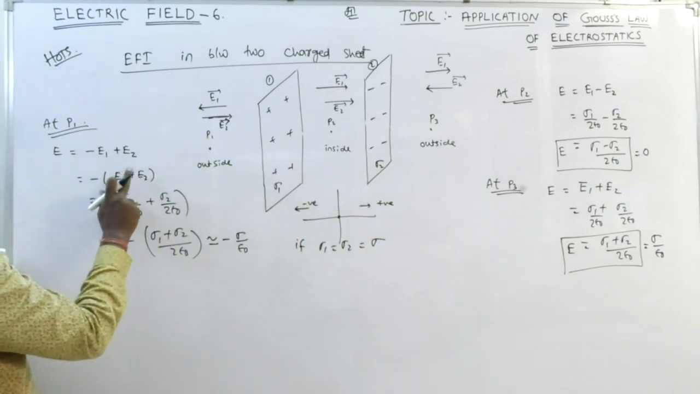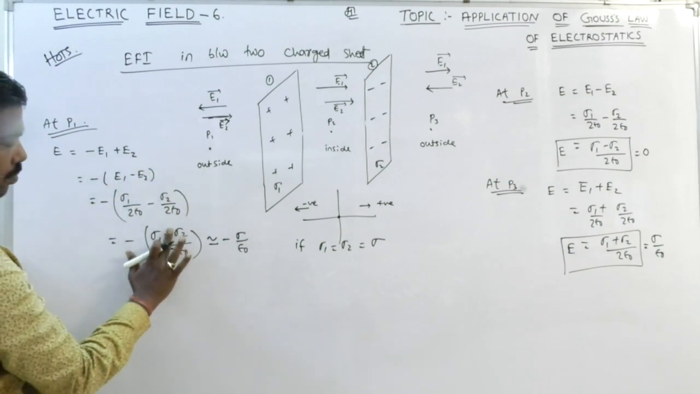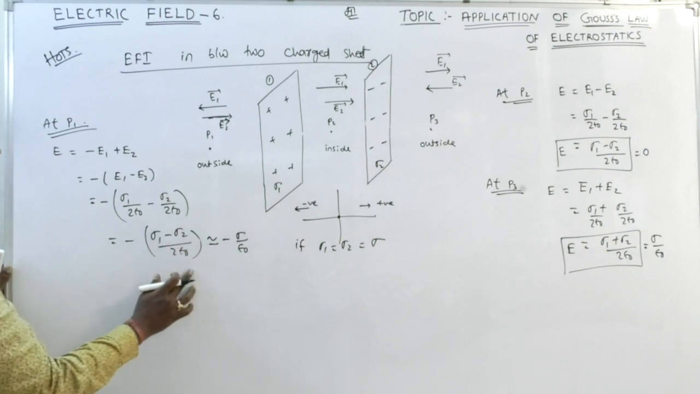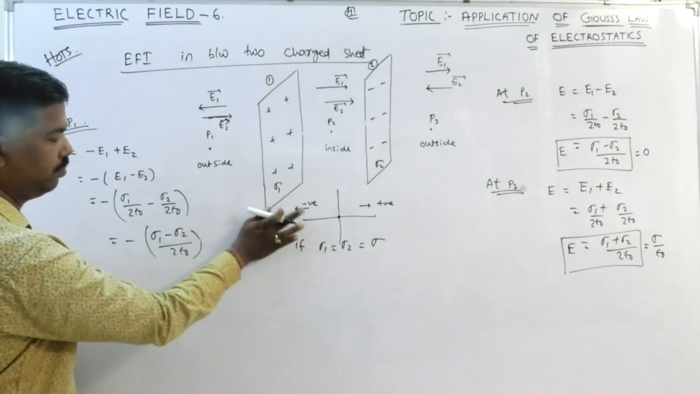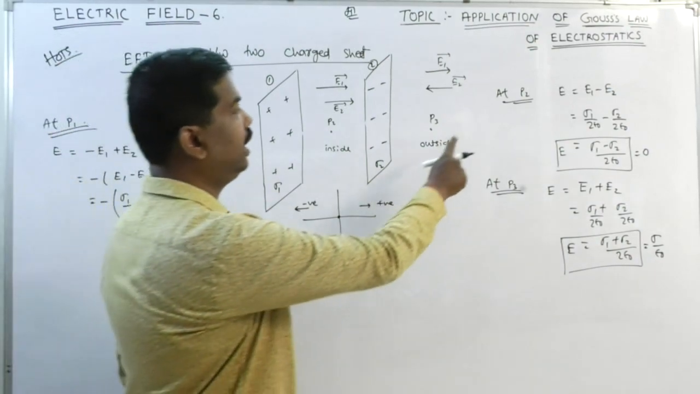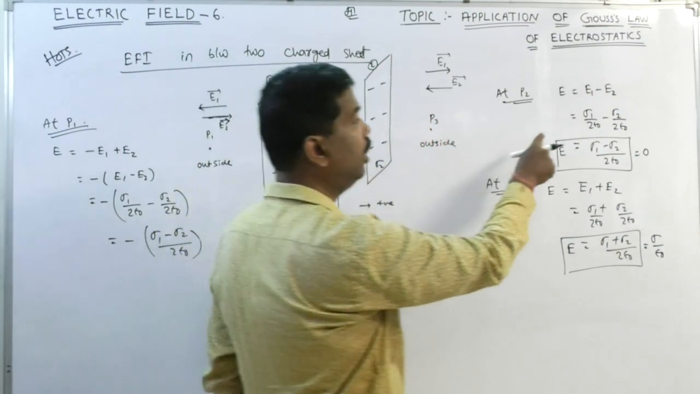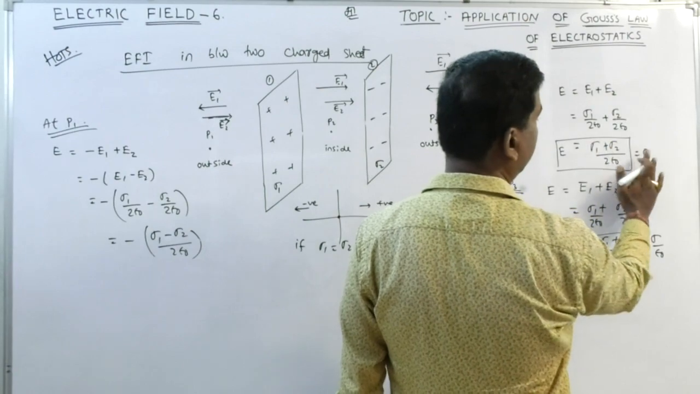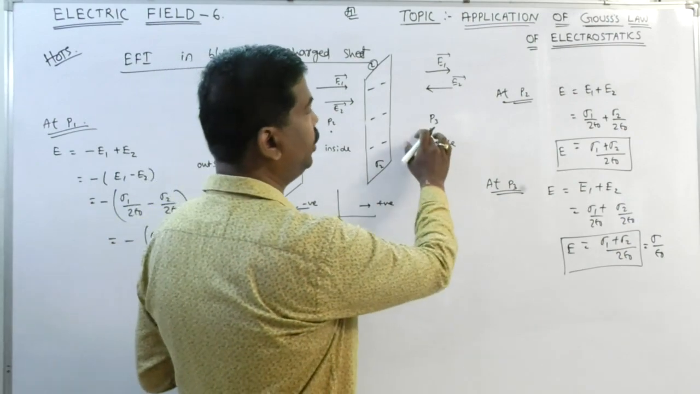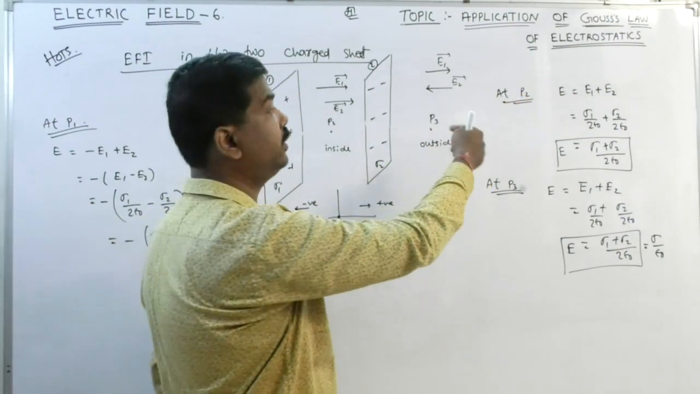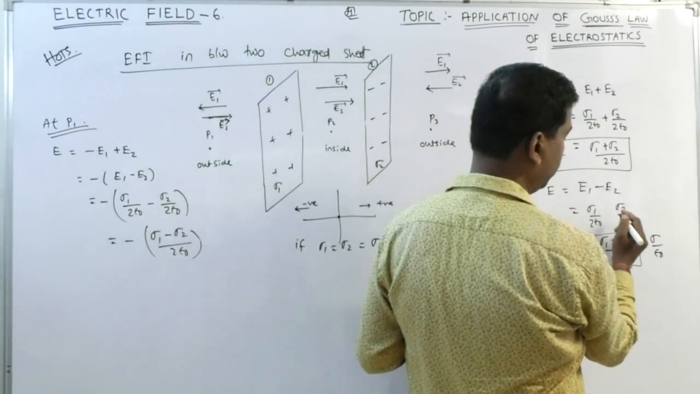So minus, if you take common, sigma 1 minus sigma 2 by 2 epsilon 0. Clear, let us imagine at P2. E1 is along the positive axis and E2 is also along the positive axis, so E1 plus E2. Clear? Then at P3, E1 is moving along the positive axis while E2 is moving along the negative axis, that is E1 minus E2.